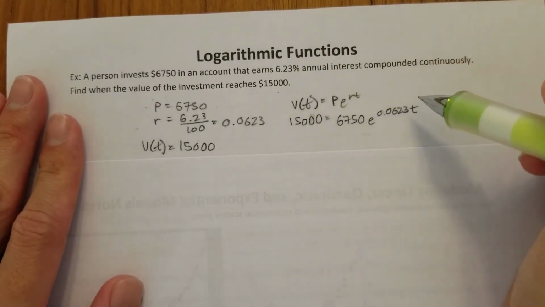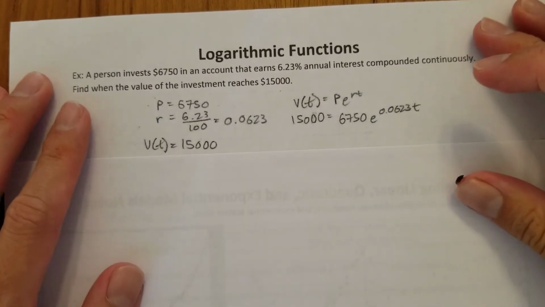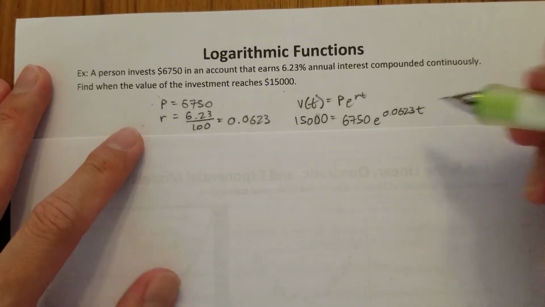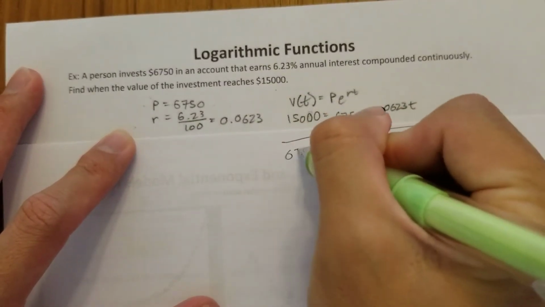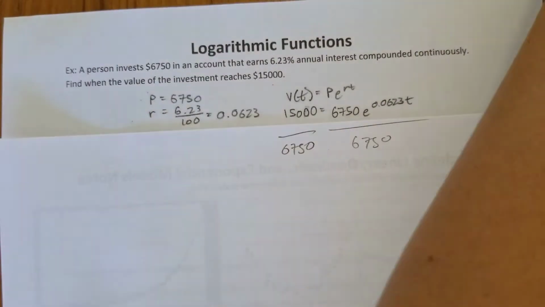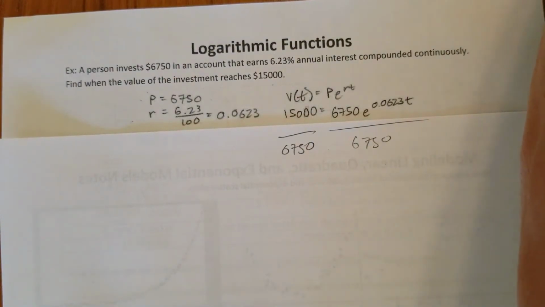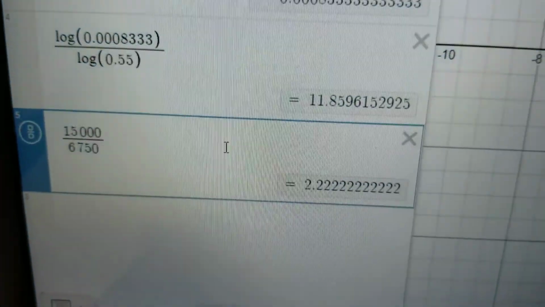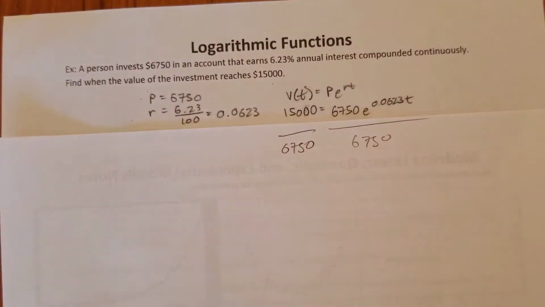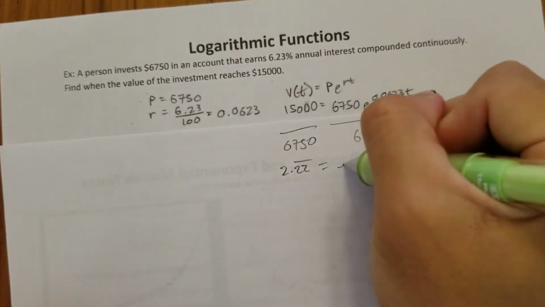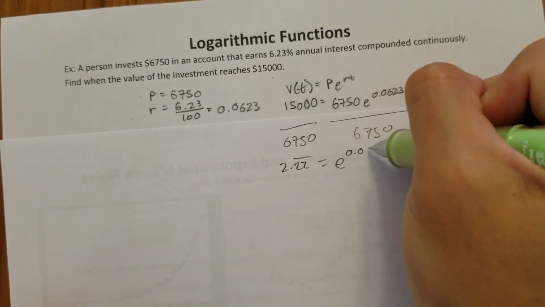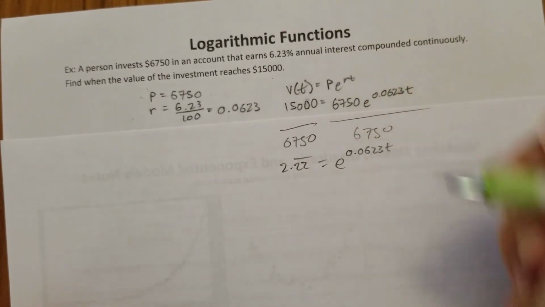So once you plug in these parameters, then what we need to do is solve for t somehow. In order to solve for t, what I see is we can divide both sides by 6,750. So 15,000 divided by 6,750. If I do that real fast here, you guys can see that. So that's 2.22222. Okay, so 2.222 equals E raised to 0.0623 raised to T.